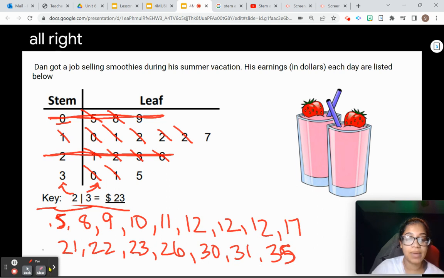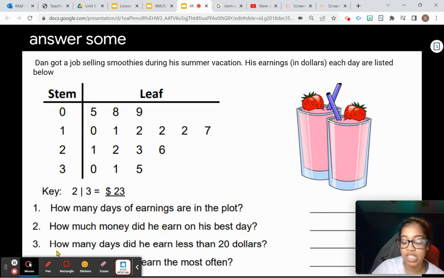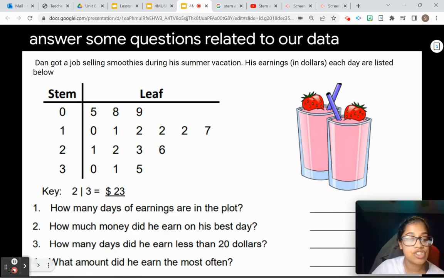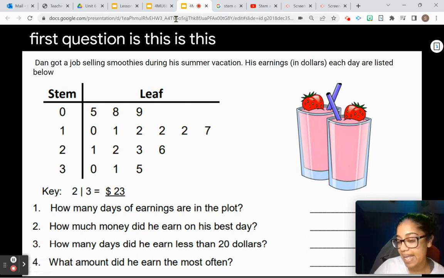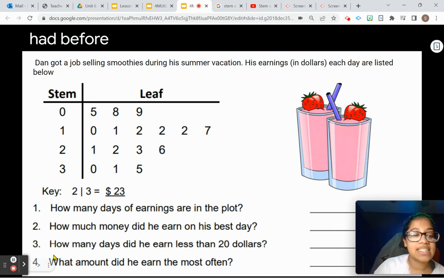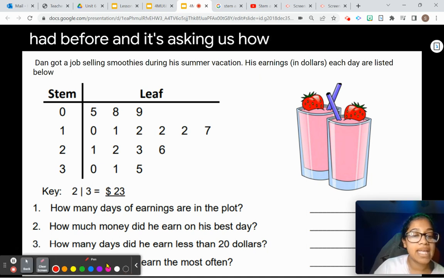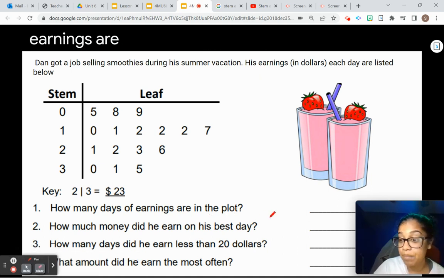Okay, all right, so now that we have that, let's go ahead and answer some questions related to our data. So our first question is, this is the same information that we had before, and it's asking us, how many days of earnings are in the plot?